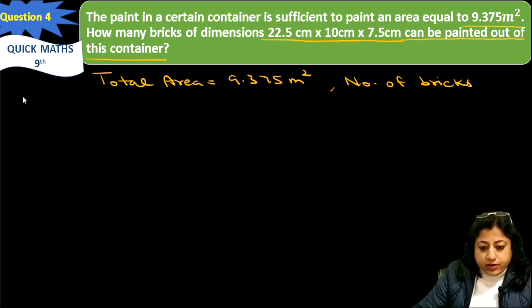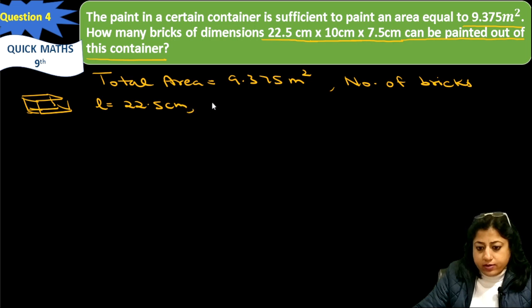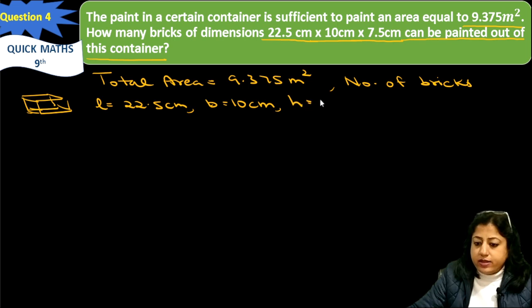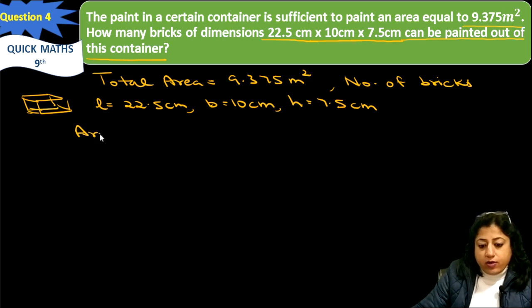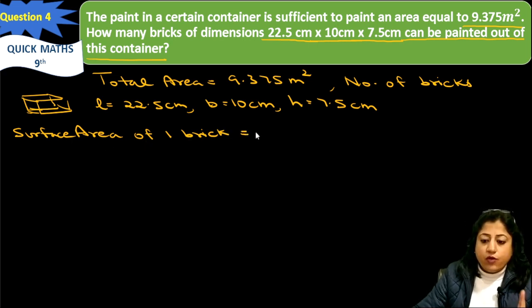Now the brick is in the form of a cuboid. This is the brick. Its length is 22.5 centimeter, breadth is 10 centimeter and height is 7.5 centimeter. So first of all, we can find the surface area of one brick, because all the parameters of the brick are given, so we can calculate the surface area of one brick.